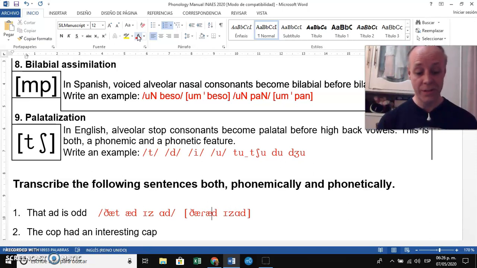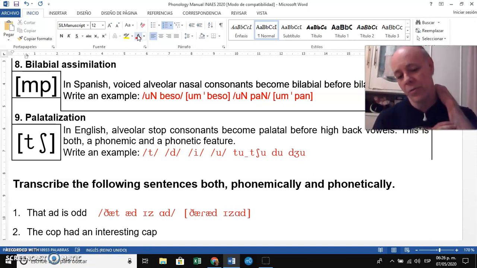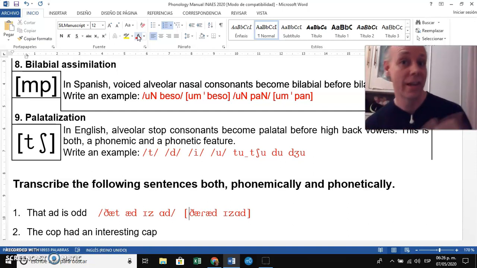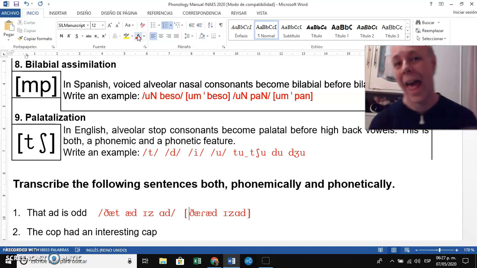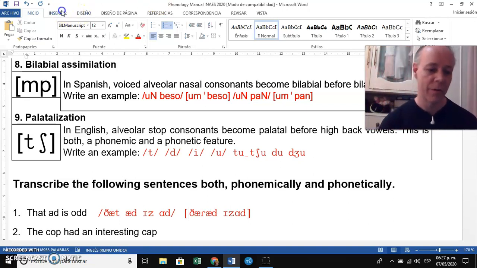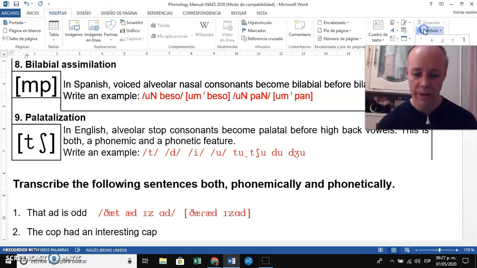Now we need to stress both groups. Where do you think I should write the stress? That add. That add. In the first, second part. That or add. Yes, in the first part. You're right. So let me write the stress mark there.